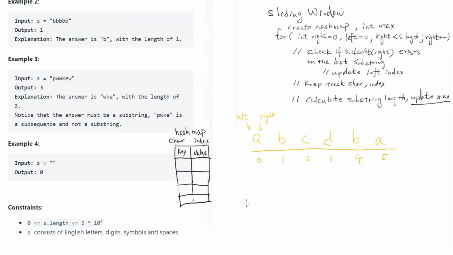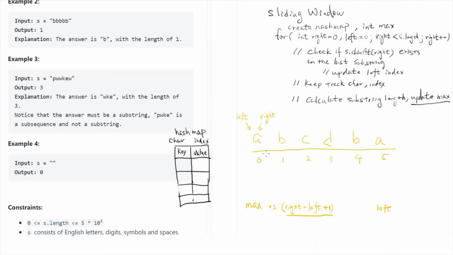And here we need to keep track of the max length of the substring. And we only update the max length when the length of the substring is greater than the max. We need to compare the max with the length of the substring. It's right minus left plus 1. So if right minus left plus 1 is bigger, then we will update the max. And we also need to keep track of the left index.